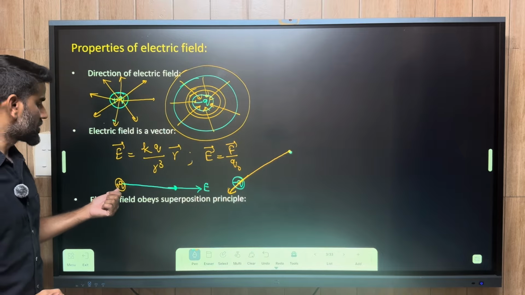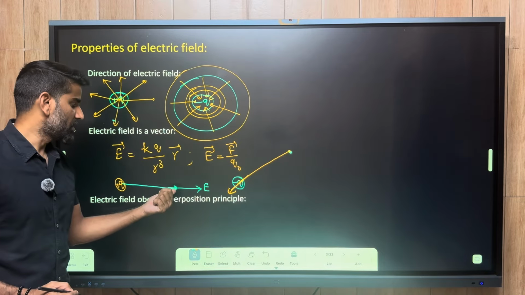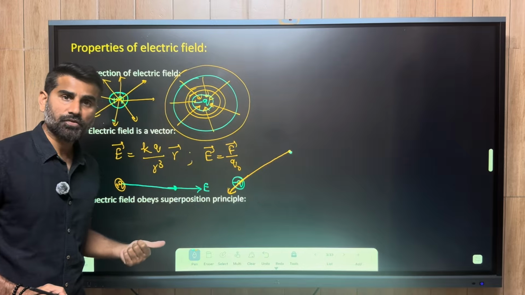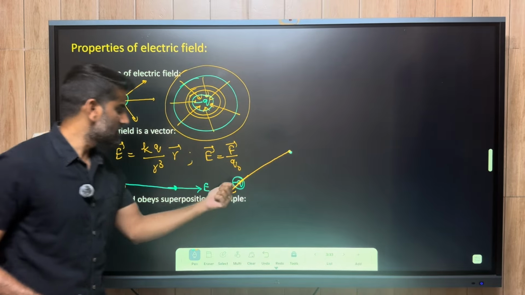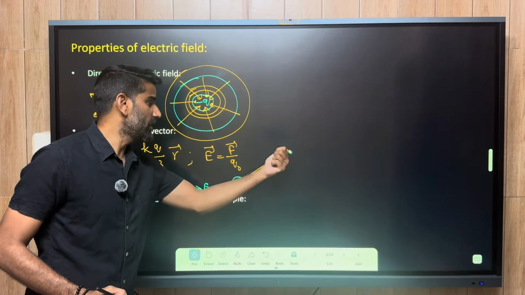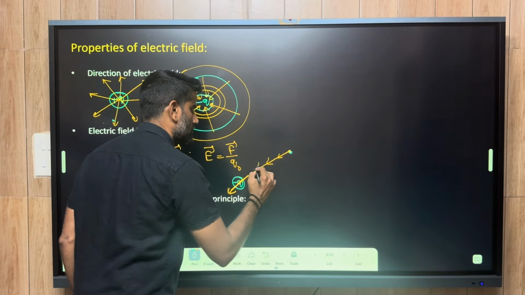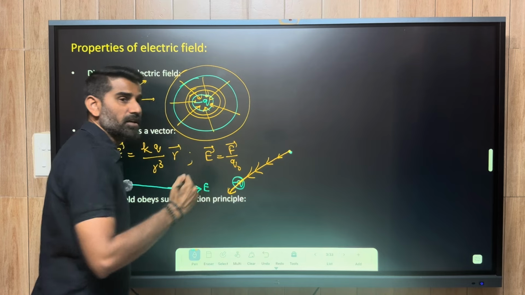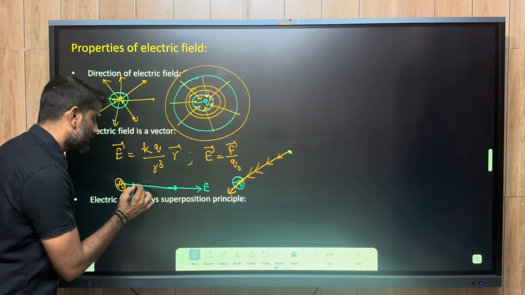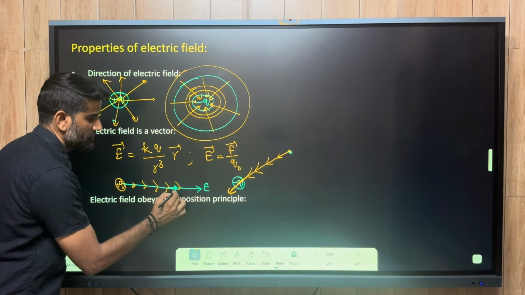When the charge is positive, at the point of interest the field is away. When the charge is negative, then the field at the point of interest is towards the charge, this direction. Okay, towards the charge. Now here the field is in this direction, away from the charge.